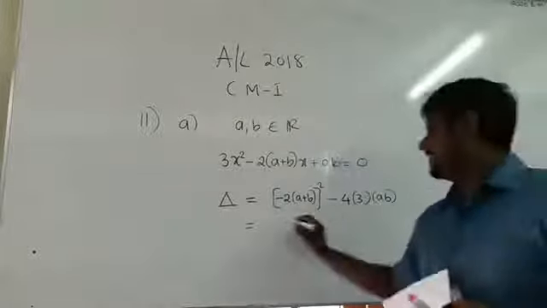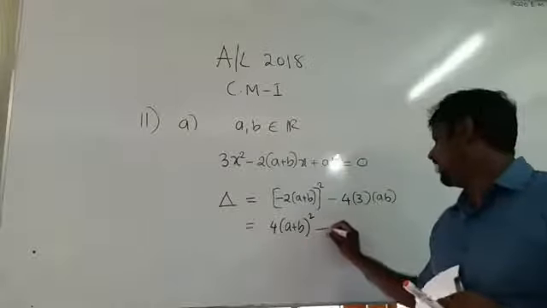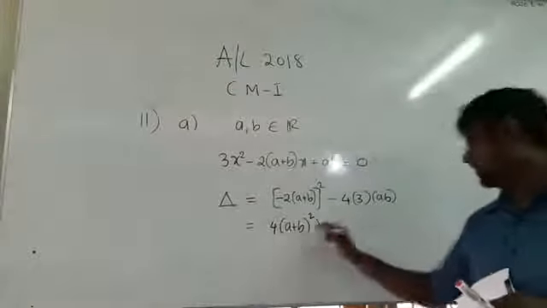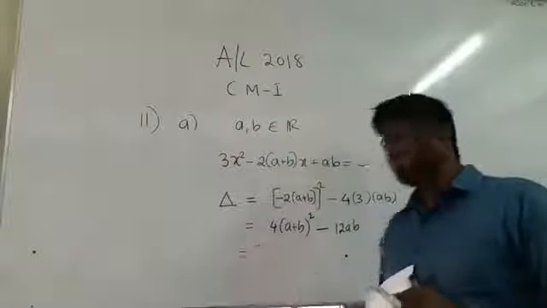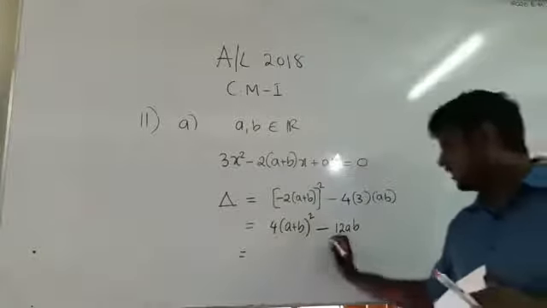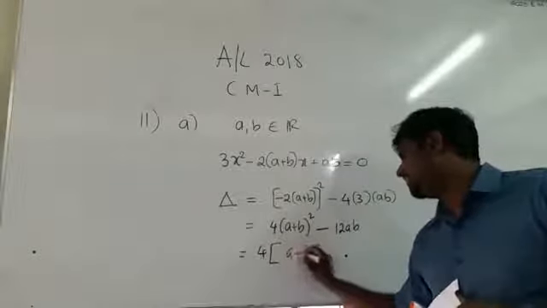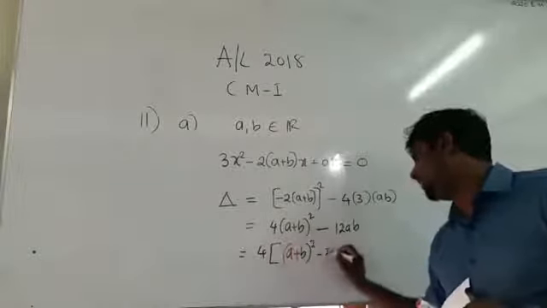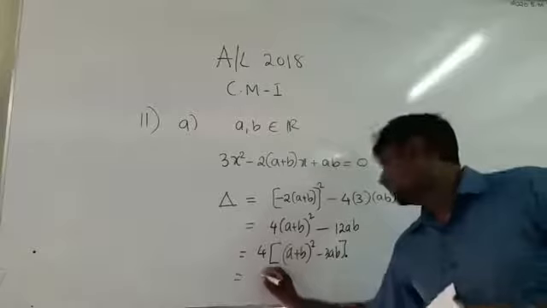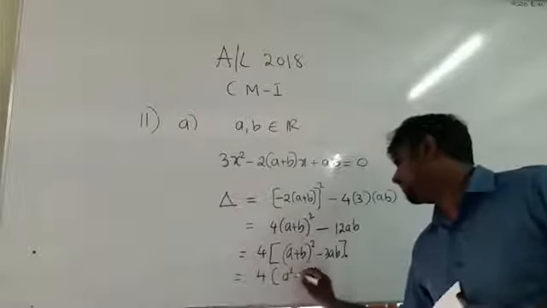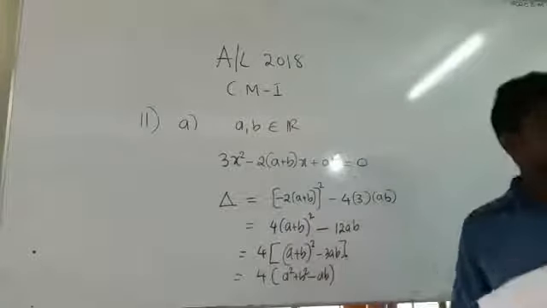After this you can do anything. It is going to be 4(a plus b) whole squared minus 12ab. If you take the 4 out, it is (a plus b) all squared minus 3ab, and then 4 times (a squared plus b squared, plus 2ab minus 3ab), so minus ab will come, isn't it?